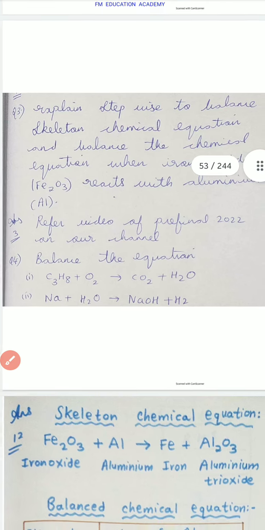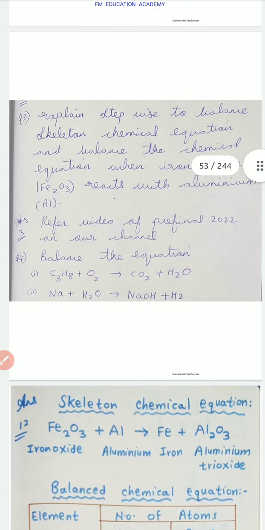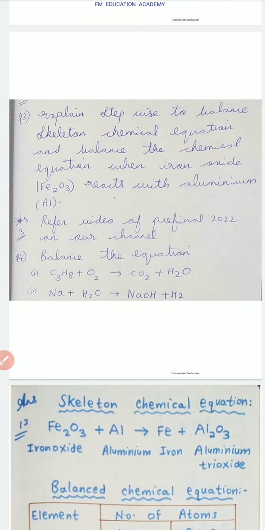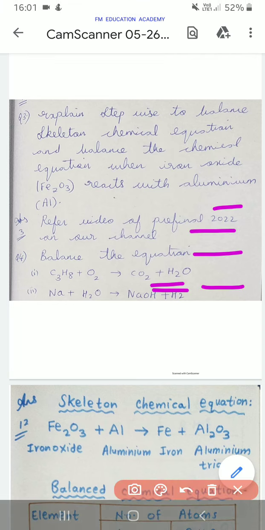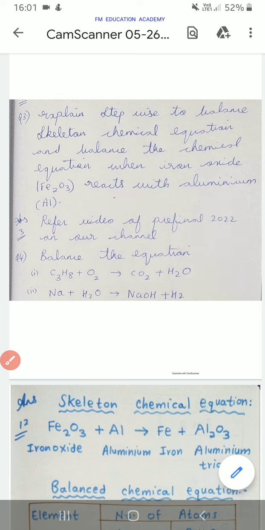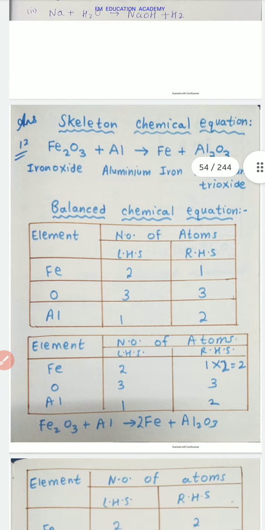Then we have a question: explain stepwise the steps to balance the skeleton chemical equation when iron oxide Fe2O3 reacts with aluminium. For balancing, you can see videos on my channel. I had uploaded it, as balancing questions came in practice paper 1 and also in pre-finals. I also have a separate video. Two videos are there on how to balance chemical equations.